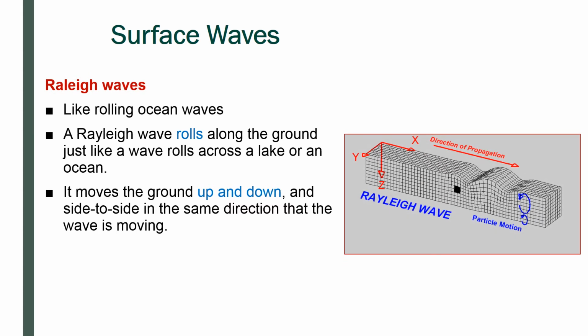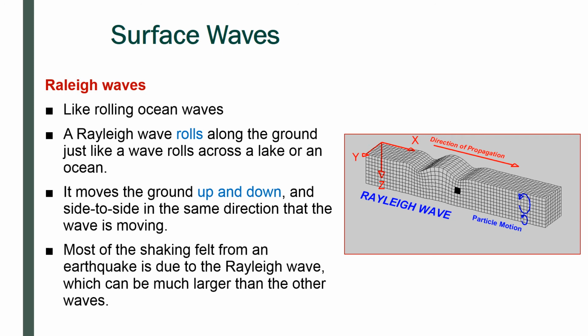You can see here again, look at this square, the black one, and those blue circles, which show the elliptical movement of the particles of the earth. Most of the shaking felt from an earthquake is due to Rayleigh. So the Rayleigh is the most destructive type of wave.